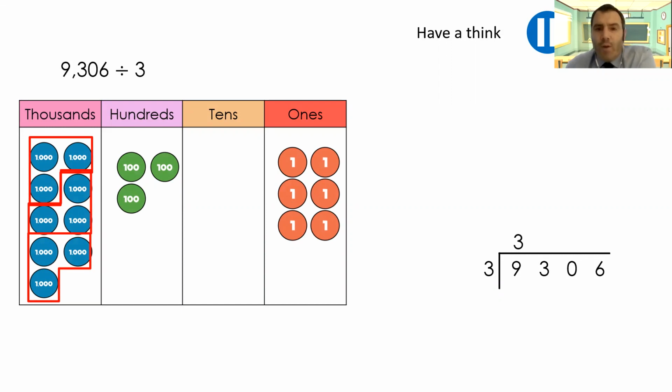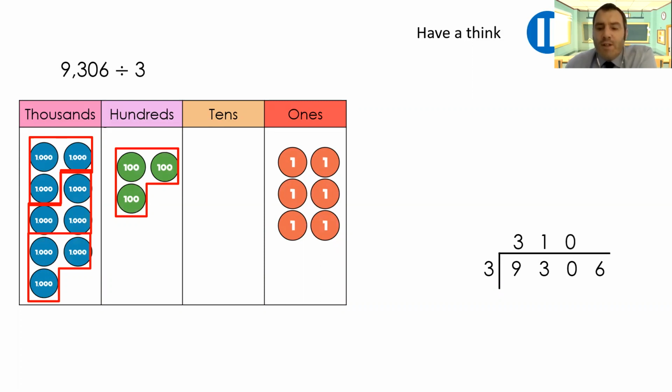My hundreds, I've got 1 group of 3. My tens, I've got nothing in there. I can't divide nothing by 3. The answer is going to be 0. So the same as with multiplication, if you divide something by 0, the answer is 0. If you multiply something by 0, it's also 0, as we know. So a 0 is going to go in there.